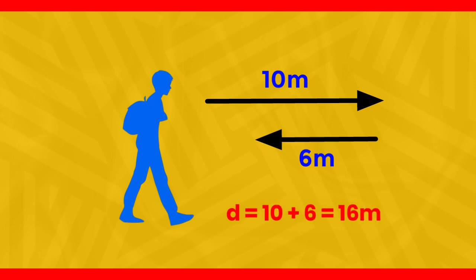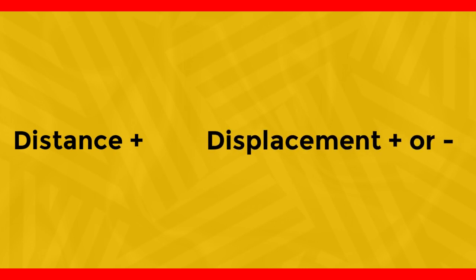But the case is different for displacement. It moves 6 meters in the negative direction. So the displacement is 10 minus 6, which is 4 meters. Distance and displacement can be the same if an object moves only in one direction. Distance is always positive, but displacement can be positive or negative depending on the direction. These are basically the differences between distance and displacement.